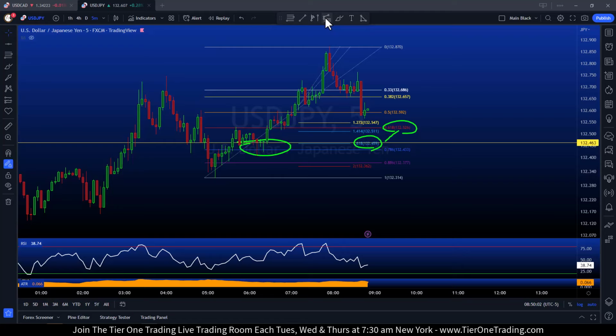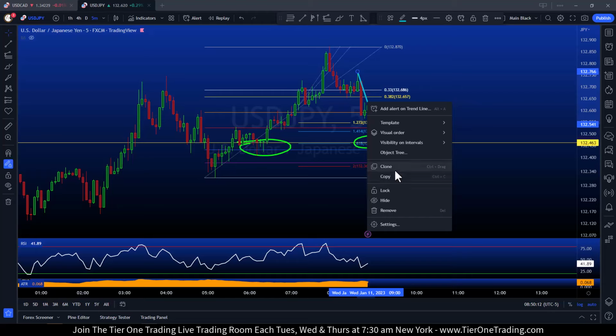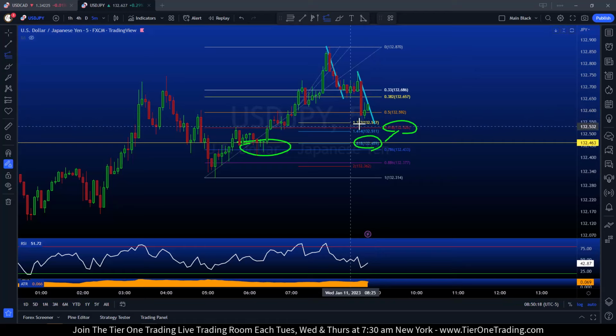Now I am curious real quick. This one we do have a complex pullback. I'm curious to see. I bet this AB equals CD is going to come right at that 1.27. So in this one, everything is lining up with the 1.27, 0.618 level. So AB equals CD pattern, 1.27, 0.618.